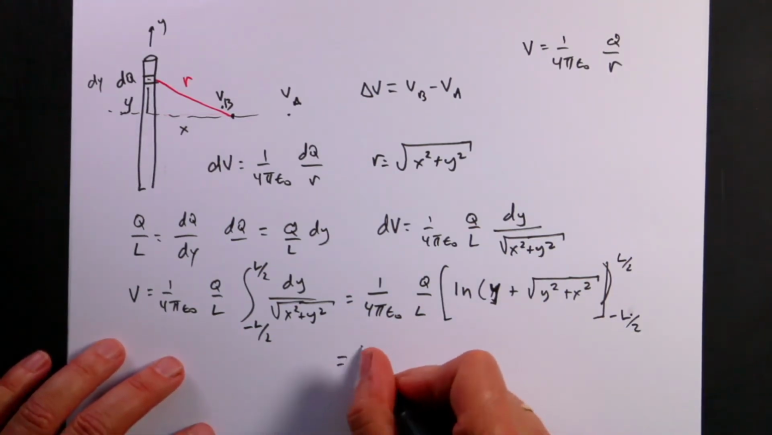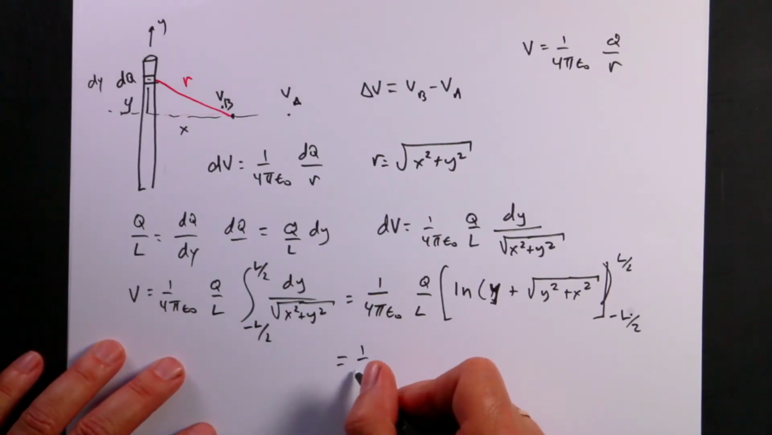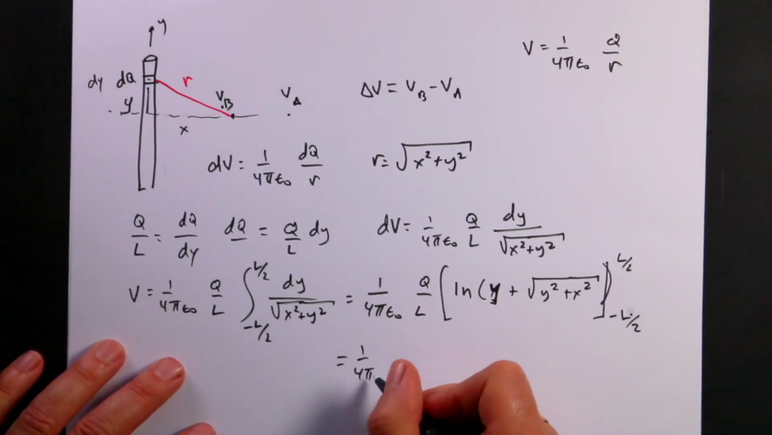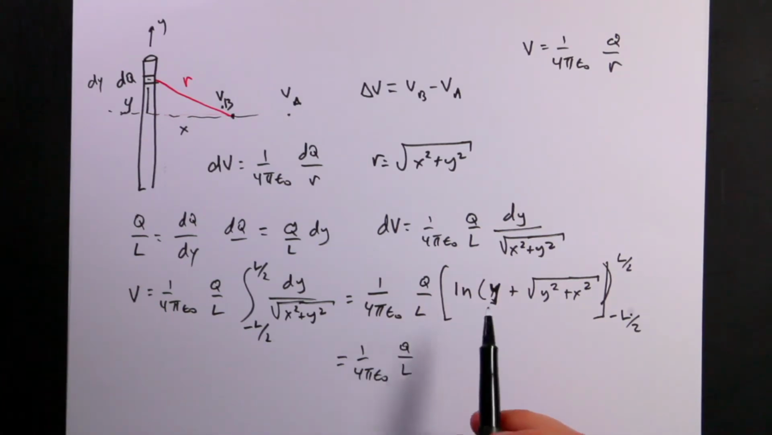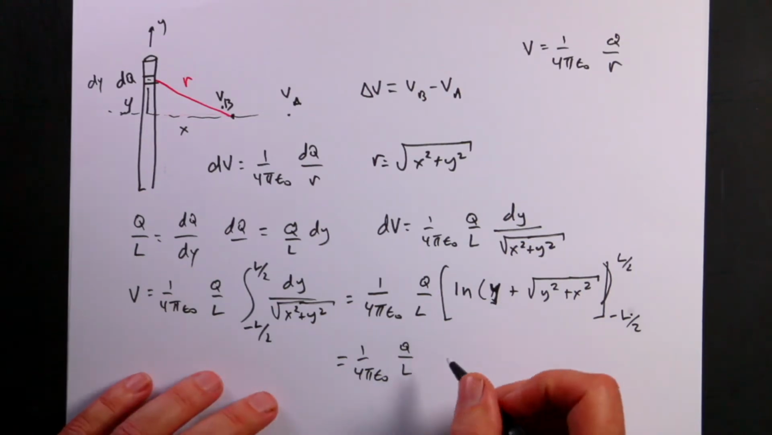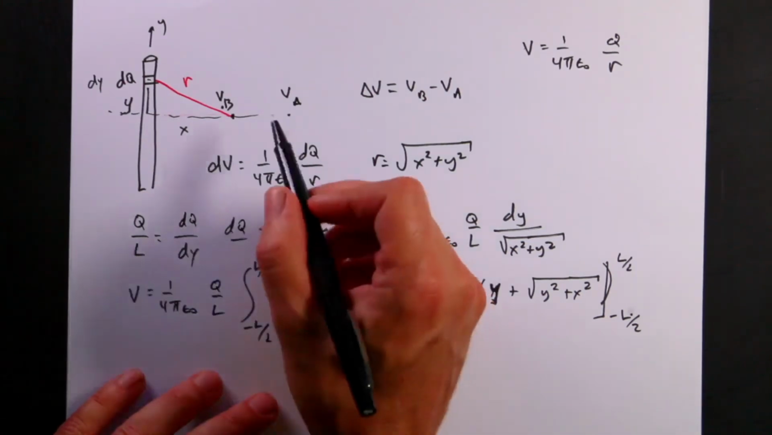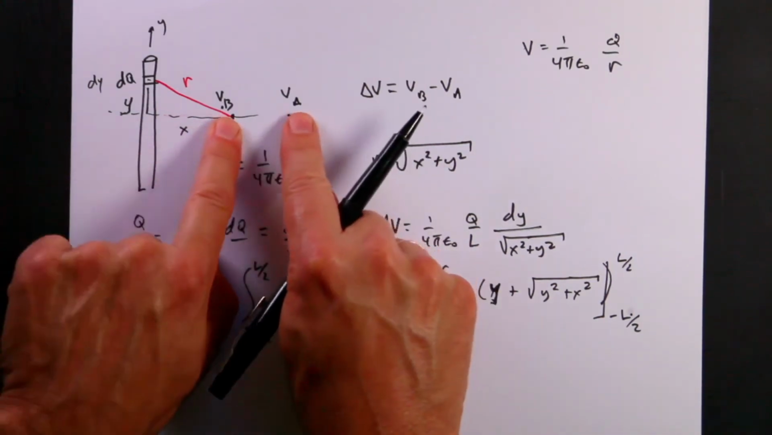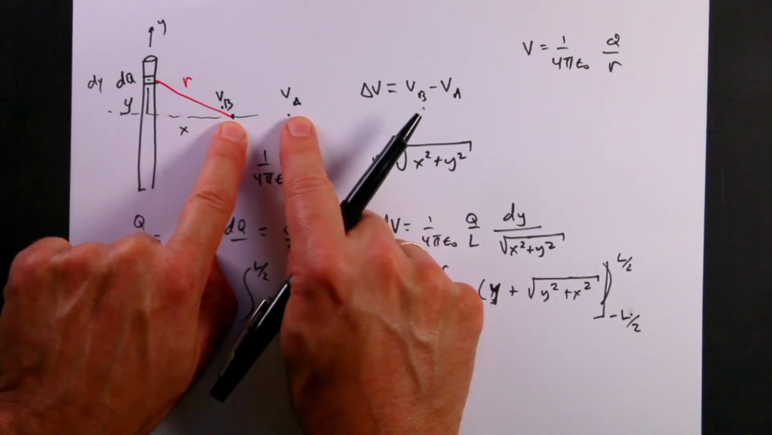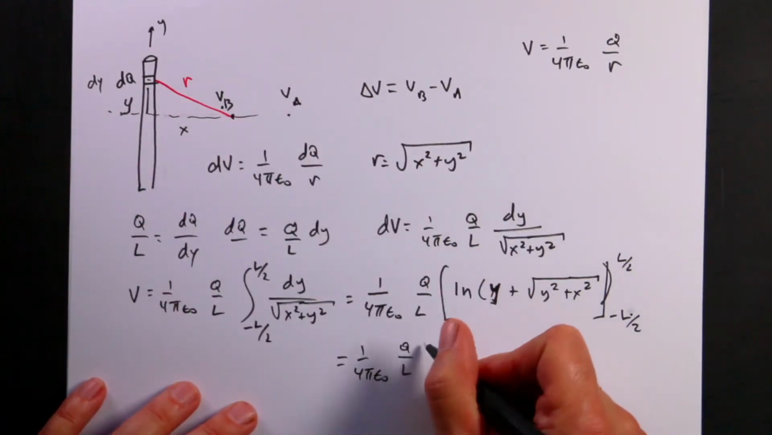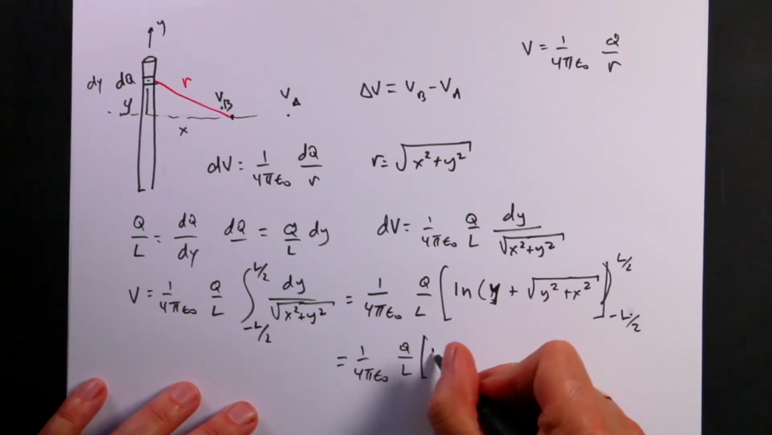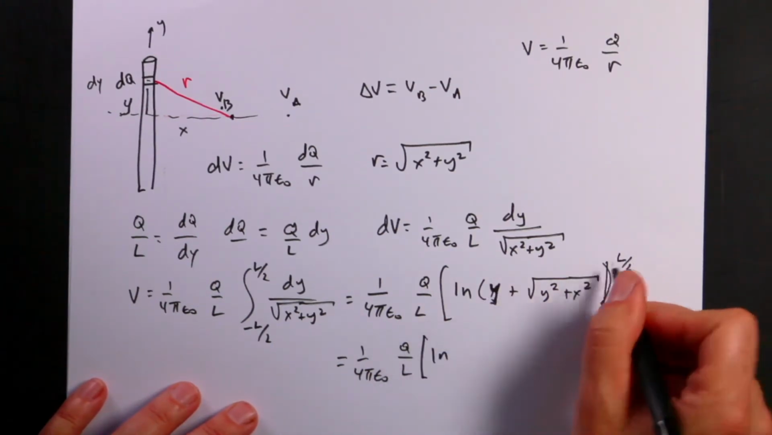This seems like it's not working out right, but I'll just do it the long way. 1 over 4 pi epsilon naught q over L. And this is the potential with respect to infinity. That's why. Okay. It does make it a little bit more difficult, because then I have to do this twice. I have to do it at x equals 1 centimeter and x equals 1.2 centimeters. So let's write this out as the natural log of y. It's going to be L over 2.